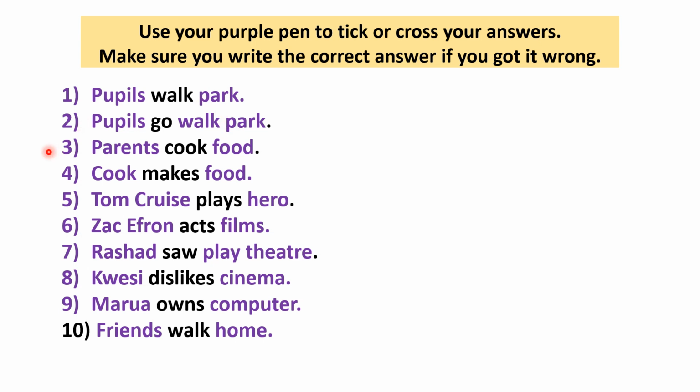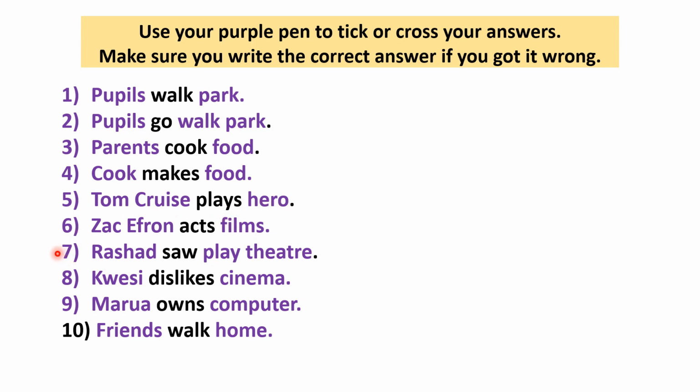Number 3, the nouns are parents and food, and the verb is cooking. And number 4, the nouns are cook and food, and the verb is makes. And again, notice how cook can be a verb and a noun. Number 5, the nouns are Tom Cruise and hero. The verb is plays. And number 6, we have the nouns Zac Efron and films, and the verb is acts. Notice as well that Zac Efron is a proper noun and films is a common noun.